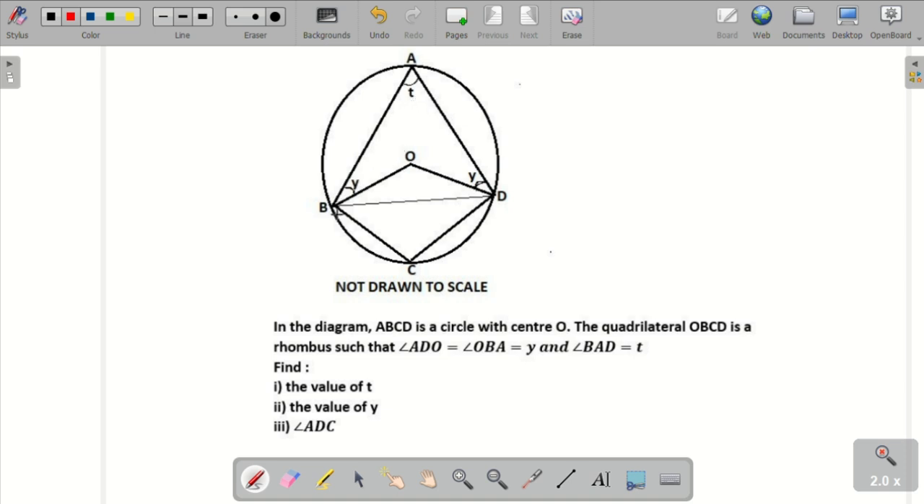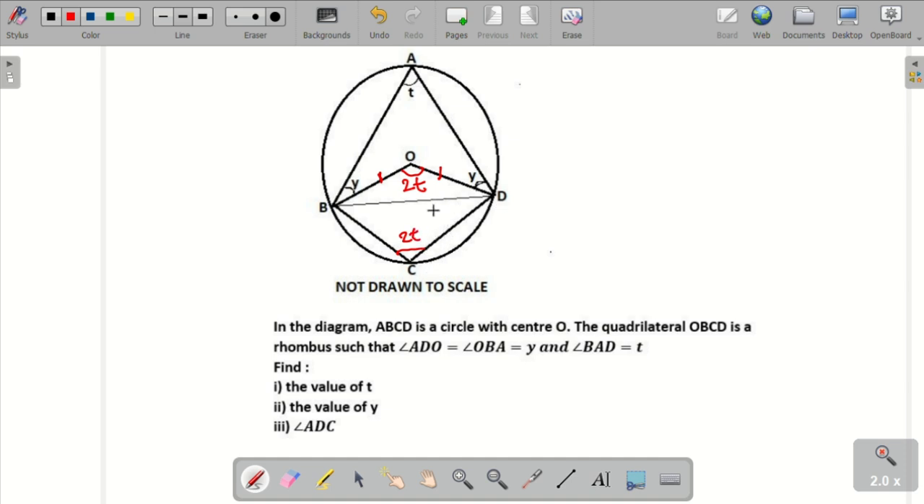Now, remember, since O is the center, it means that OB and OD are radii. That makes triangle OBD, or triangle ODB, an isosceles triangle. But also recall that this angle here is equal to 2t, because the angle at the center is 2 times the angle at any point on the circumference. Then remember that OBCD is a rhombus. It equally means that this angle BCD is 2t, because the opposite angles of a rhombus are the same.